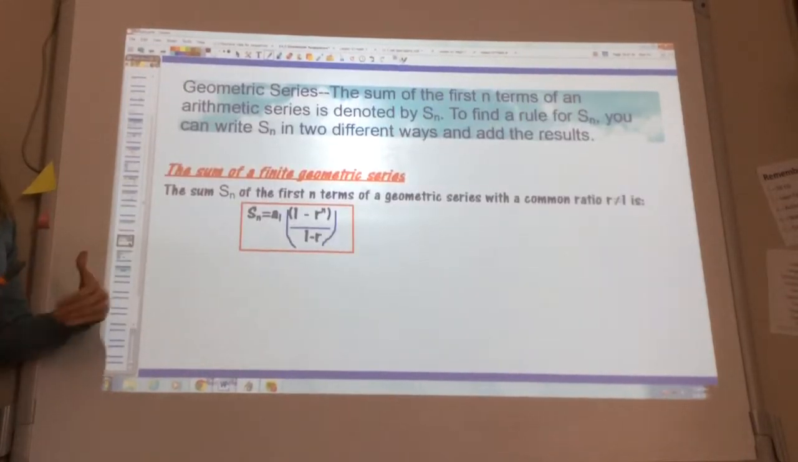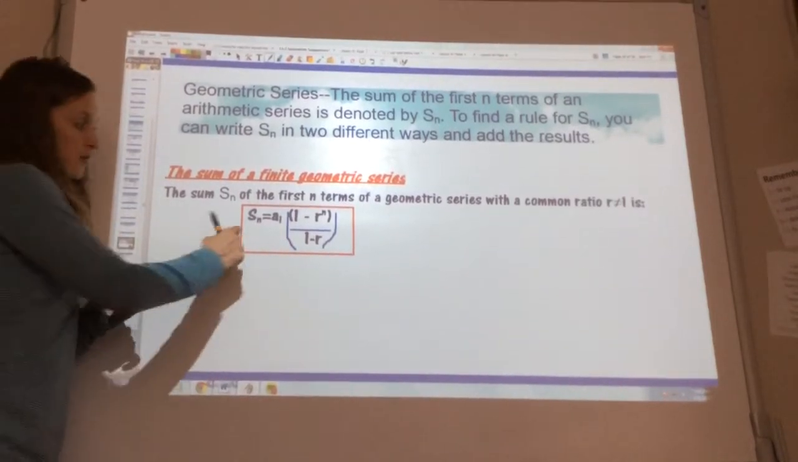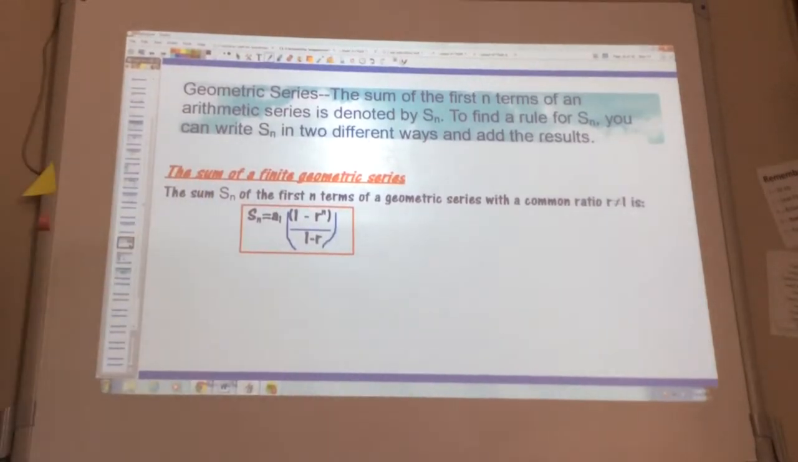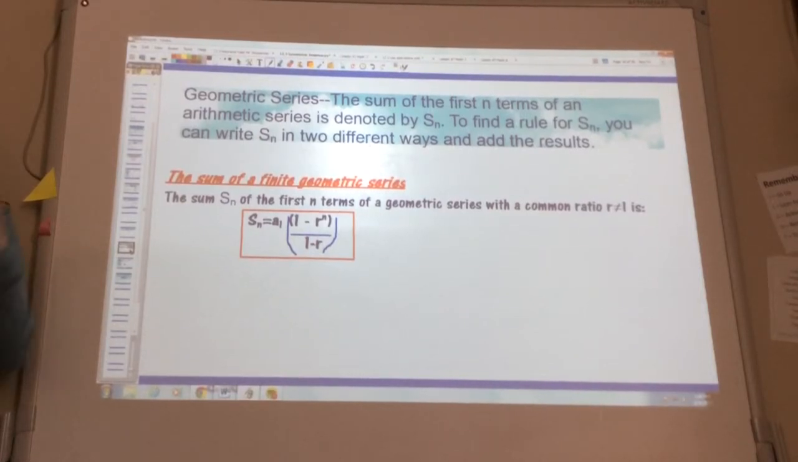So, moving on then, geometric series, just like arithmetic series, has a cool formula. S sub n, we always say, is the sum of a finite geometric series. Finite means that it ends.